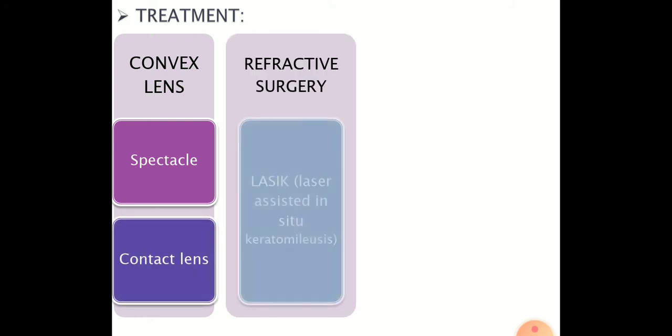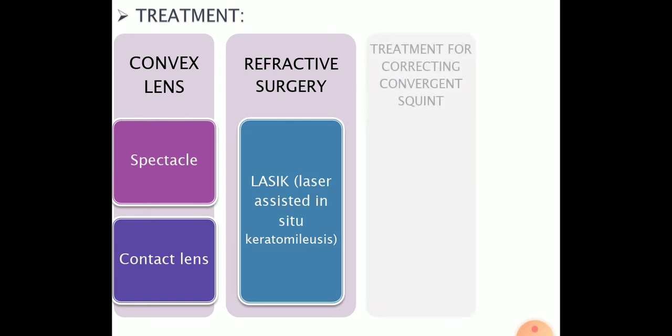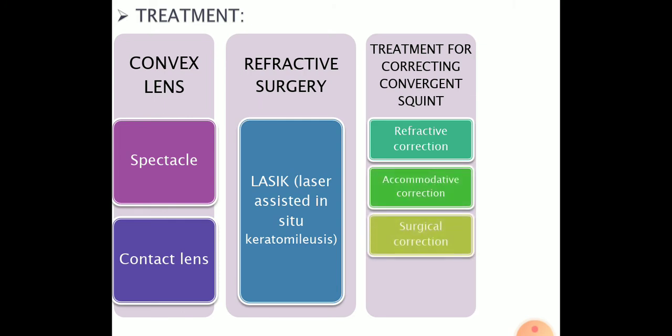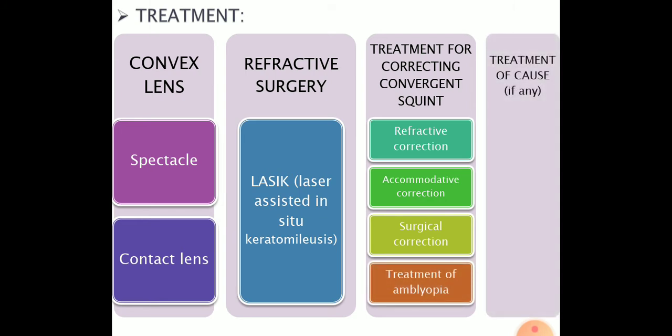Management. Number 1, convex lens can be given as spectacles or contact lens. Refractive surgery: LASIK, laser assisted in situ keratomileusis. Next is treatment for correcting convergent squint. There are 4 parts: one is refractive correction, another is accommodative correction, another is surgical correction, and treatment of amblyopia. And number 4 is treatment of the cause, if any.